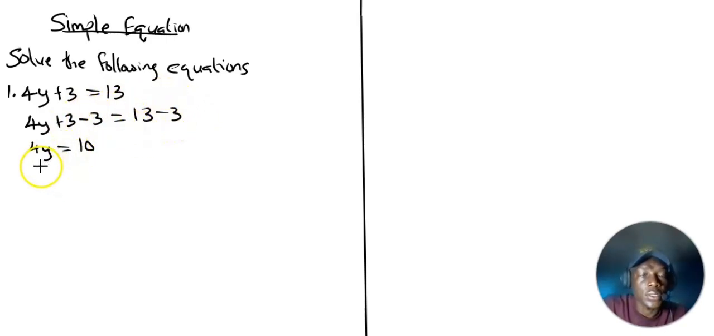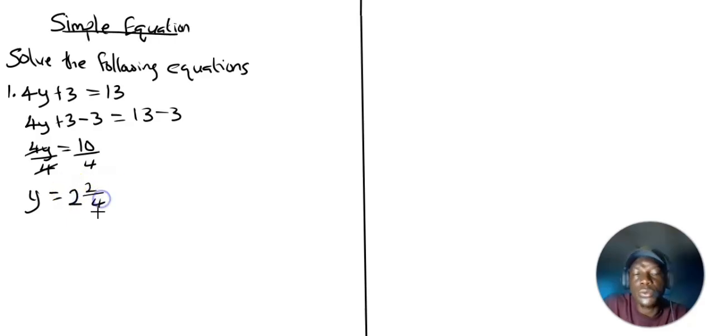Okay, so let's go. Our goal now is to make y stand alone. So how do we make y stand alone? We have to divide both sides by the coefficient of y, which is 4. So dividing both sides by the coefficient of y, we have divided by 4, divided by 4. Remember, whatever you do to the left hand side, you also do to the right hand side. So if we divide both sides by 4, our y will now stand alone, because we cancel 4. Then your y will now be equal to 10 divided by 4.